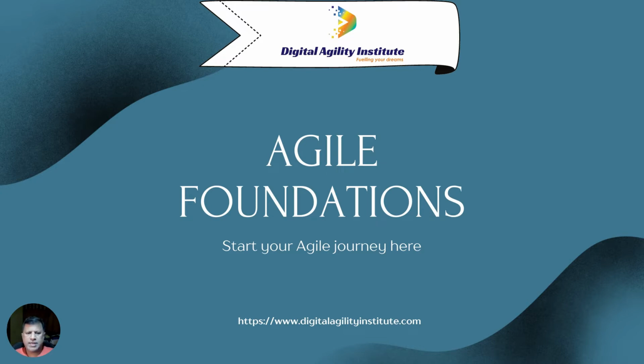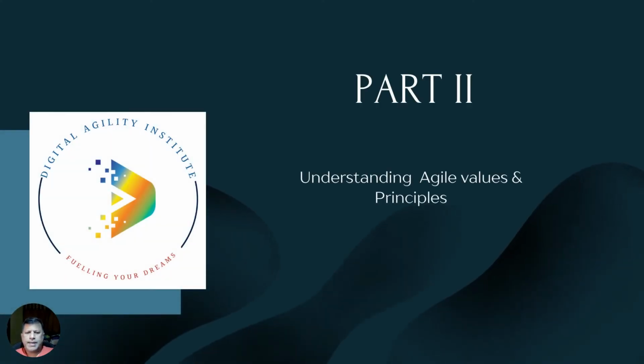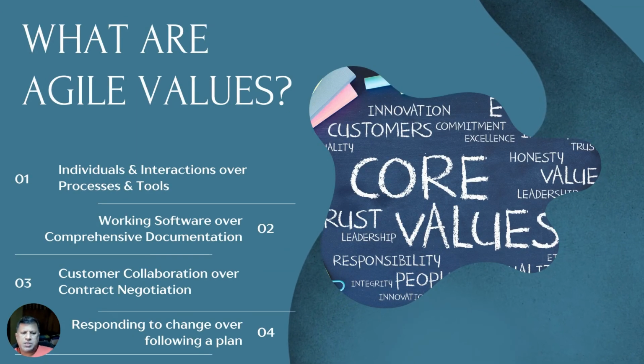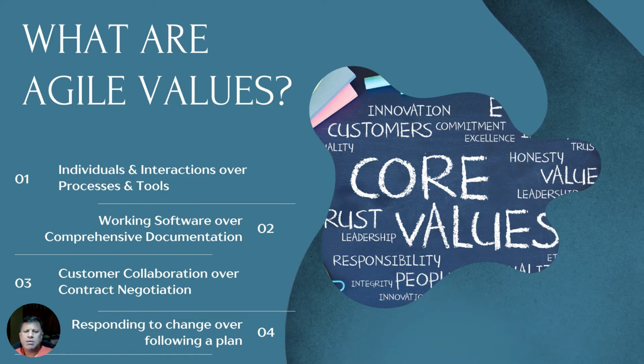So, moving on to the next chapter, which is our part two. In this, we will be talking about agile values and principles. As part of the manifesto itself, there are four values that agile talks about, right? The first one in the manifesto is individuals and interactions over processes and tools.